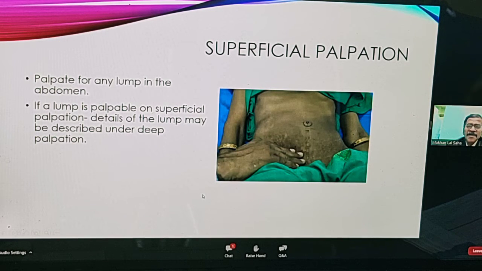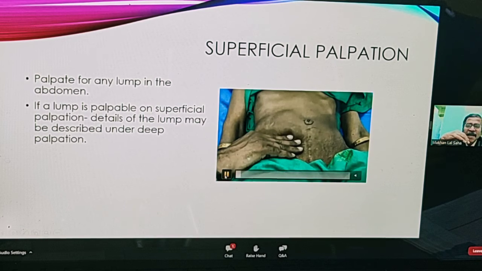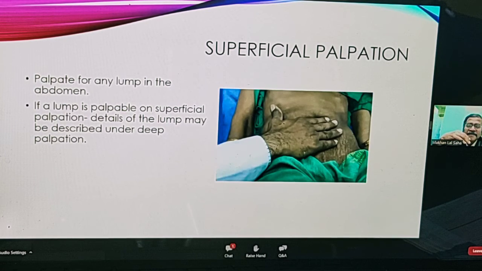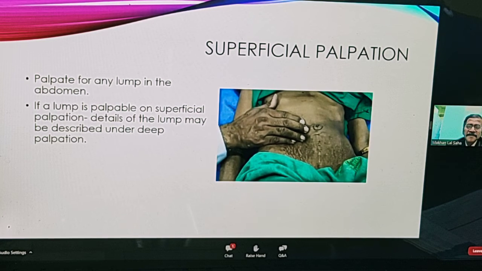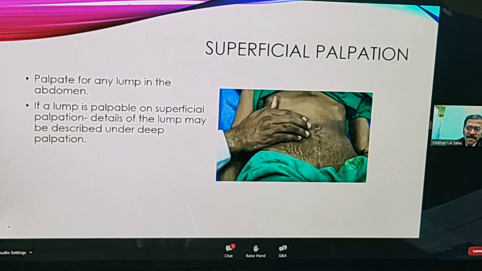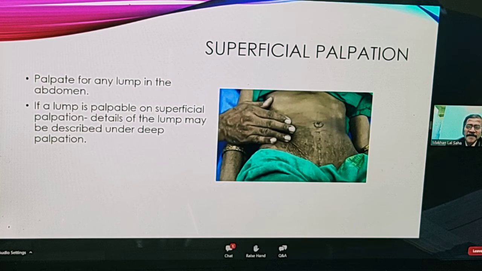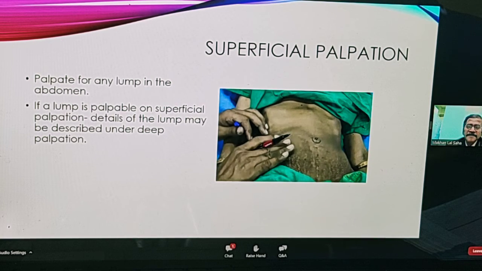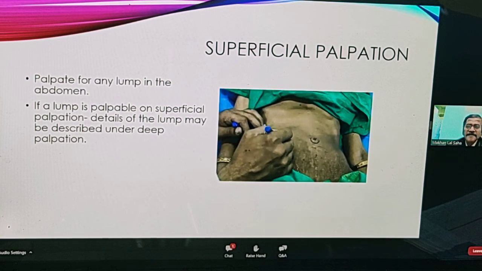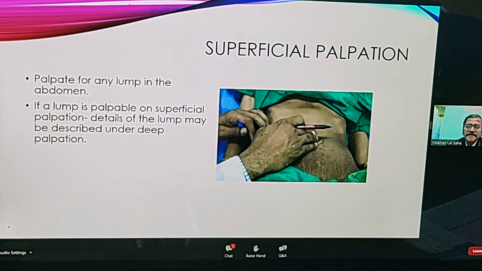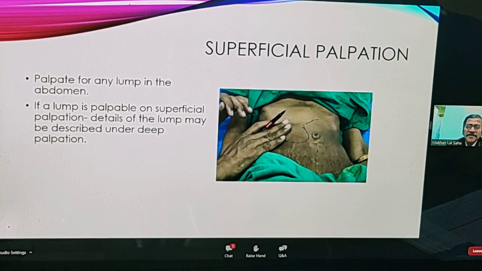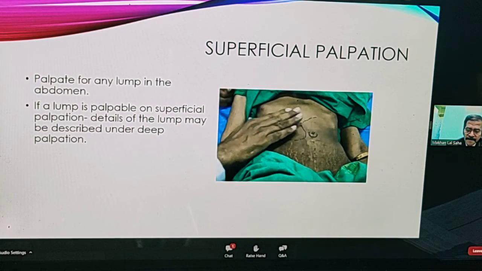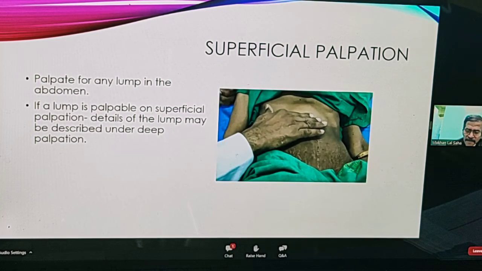This patient has got a lump palpable in the right hypochondrium and lumbar area. She has got a classical gallbladder lump. So this is a lump I am palpating in this patient. So this will be done better in the deep palpation.